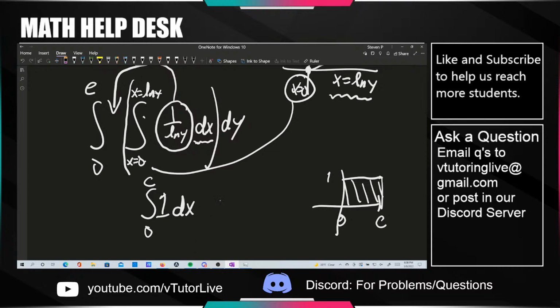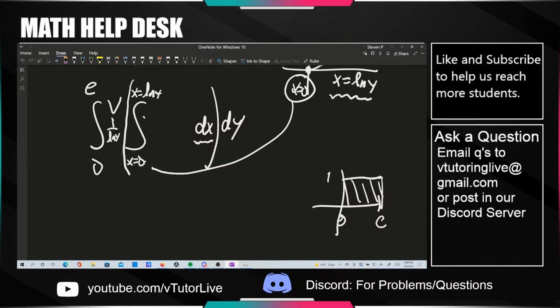So for this particular case, maybe I'll just go ahead and draw this out. 1 over ln of y. Well, for this particular case, you get x going from 0 to ln of y. So this entire thing becomes, well, what does it become? I'll let you finish off the rest. But yeah, hopefully that's enough to take care of it.